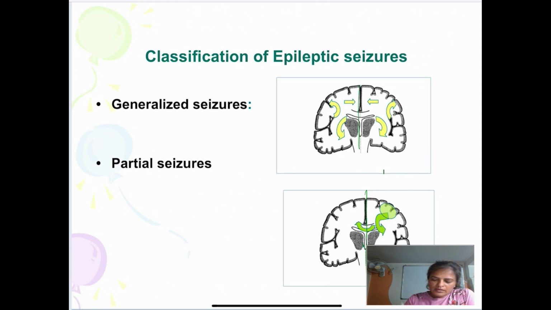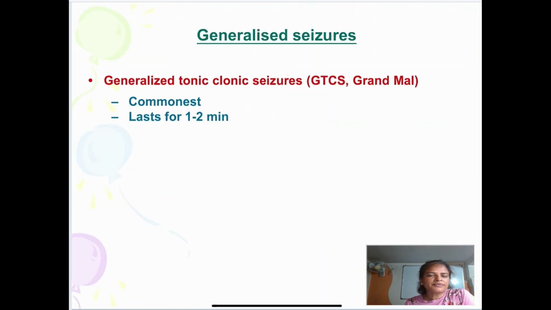In a generalized seizure both the cerebral hemispheres are involved, whereas in a partial seizure only one part of the hemisphere is involved. Generalized seizure we further classify into various types. One of the commonest is generalized tonic-clonic seizure, which we also call grand mal epilepsy.